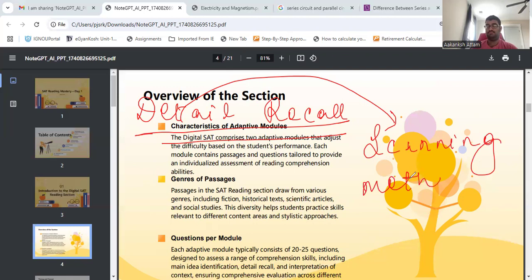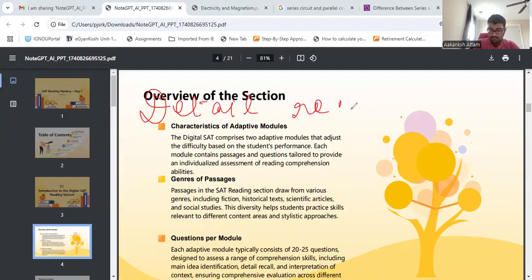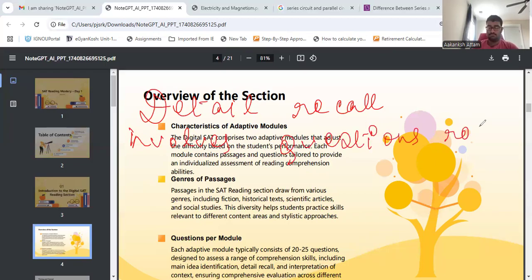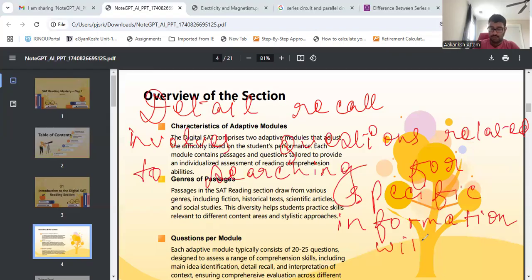Detail recall involves questions related to searching for specific information within the text.